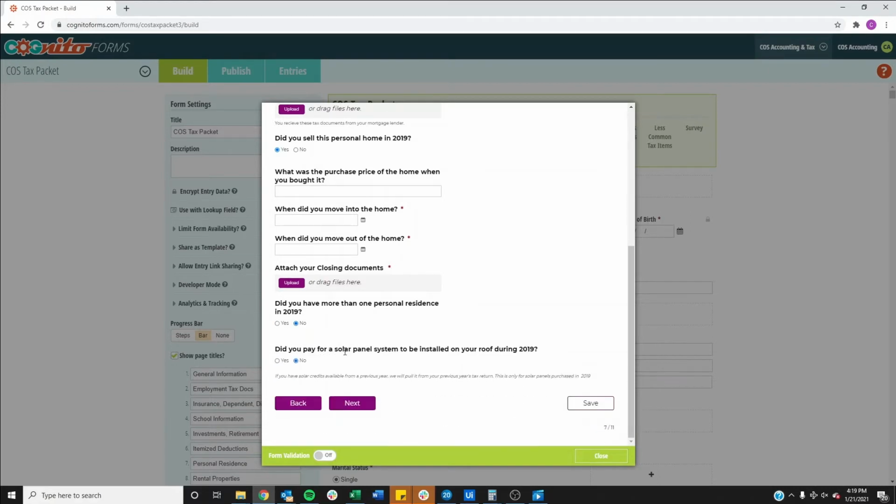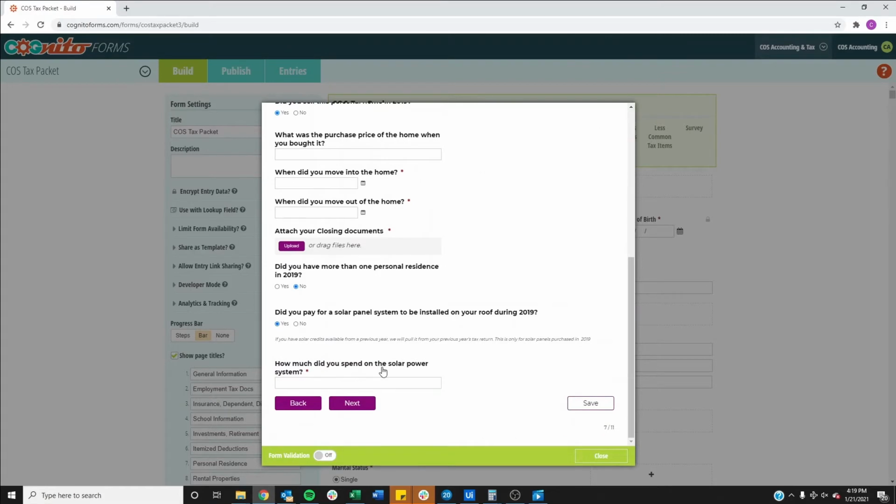And then if you had a solar panel system installed on your roof during that tax year, we'll ask you how much the install was for the solar power system. Now, for those of you who did this in previous tax years where you still have solar credits available, we'll look at your previous year's tax returns and see which ones are still available to be carried forward, and we'll carry it forward for you.